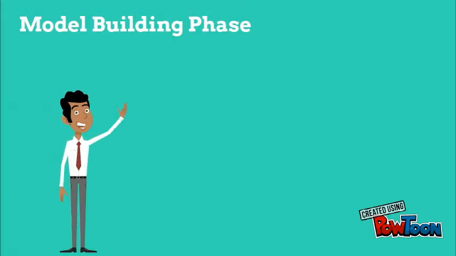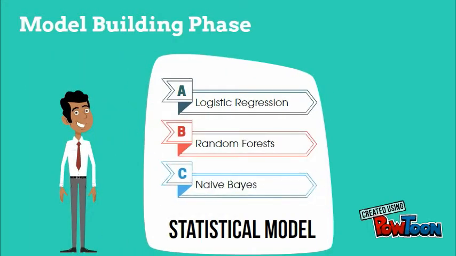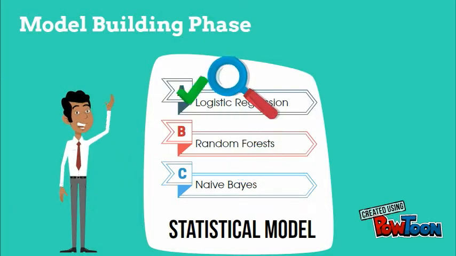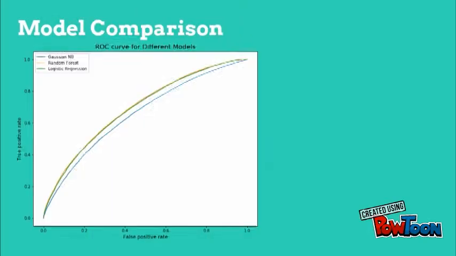In this phase, we built statistical models using logistic regression, random forest, and naive Bayes to predict readmissions. On comparing the performance of the three models, we found logistic regression and random forest to have a similar performance. We hence dropped naive Bayes.